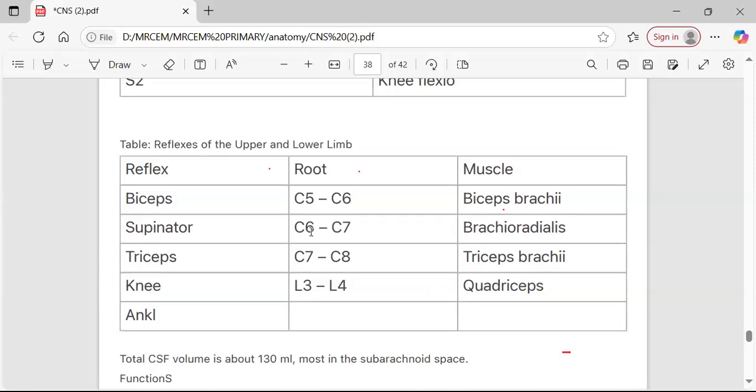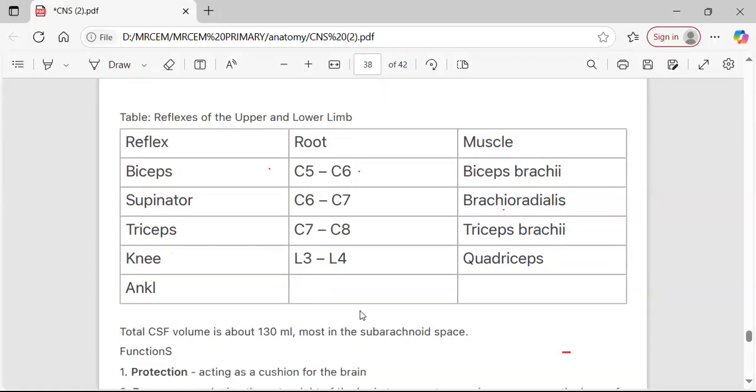Reflexes, these are important. Biceps C5, C6, that is biceps brachii; supinator C6, C7; brachioradialis; triceps C7, C8; and knee L3, L4.